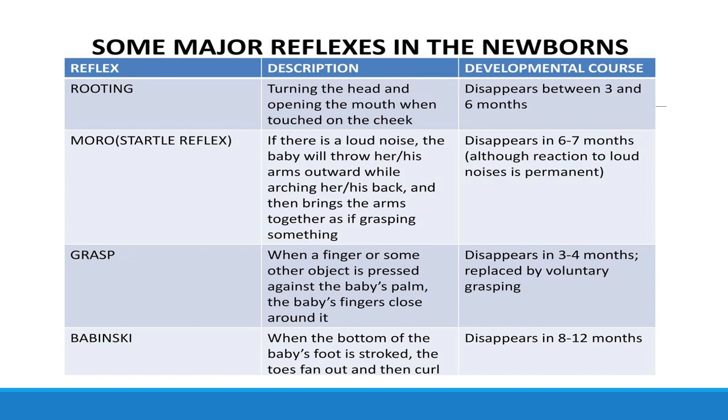Next, grasp. When a finger or some other object is pressed against the baby's palm, the baby's fingers close around it. This grasping reflex disappears by 3 or 4 months, and it is replaced by voluntary grasping. That means after 3 or 4 months the baby will voluntarily grasp. Next, it is Babinski. Babinski means when the bottom of the baby's foot is stroked, the toes fan out and then curl. Even if you tickle the foot, the toes fan out and then curl again. And this Babinski reflex disappears in 8 to 12 months. So these are some of the major reflexes you will find in newborns.